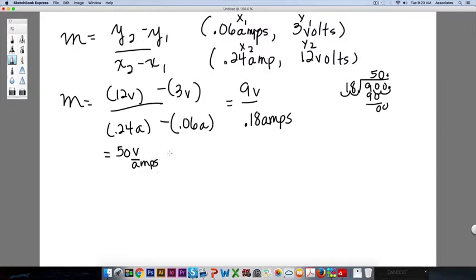Now, if you remember, volts over amps is ohms. So there's our slope. What it means is for every 50 volts, we go up 1 amp, and we just simplify it there. Now we're going to write the equation of a line.